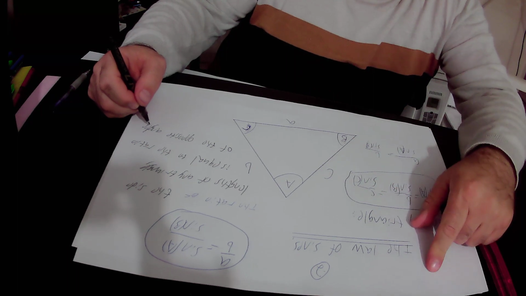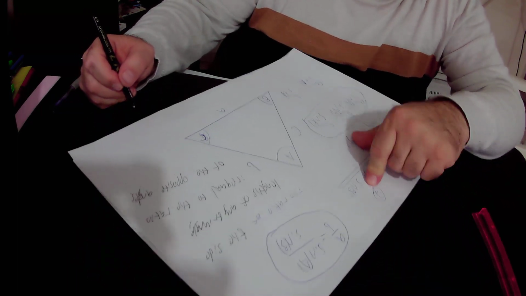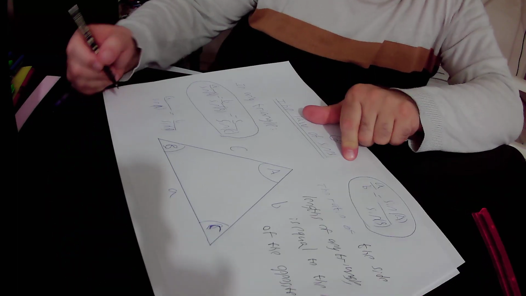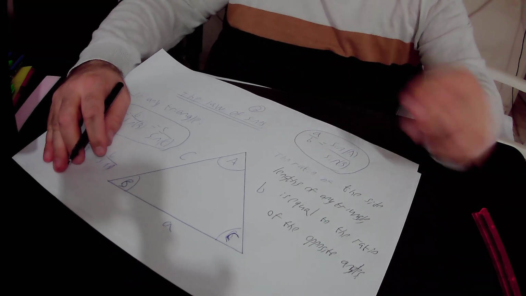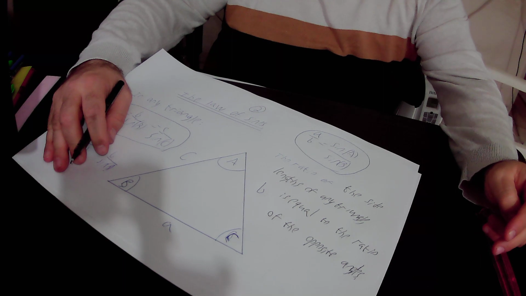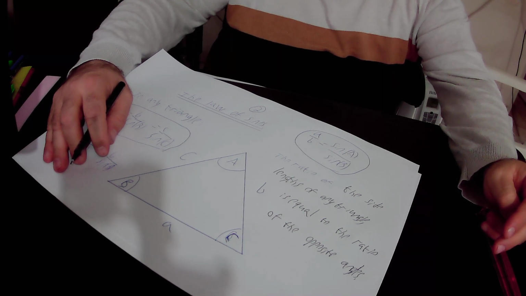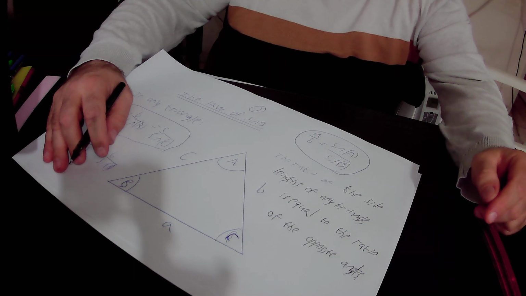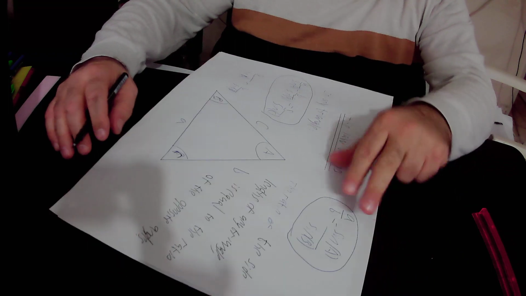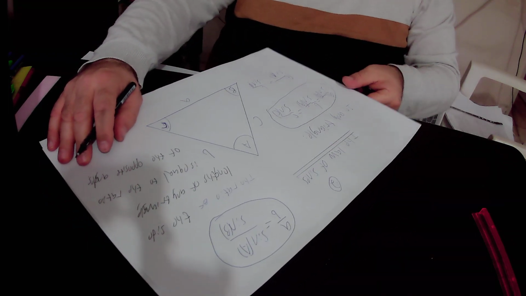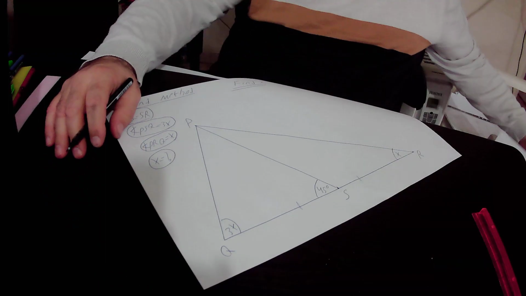So I repeat again. The ratio of the side lengths of any triangle is equal to the ratio of the sines of the opposite angles. Okay? So now we will return to our original drawing.